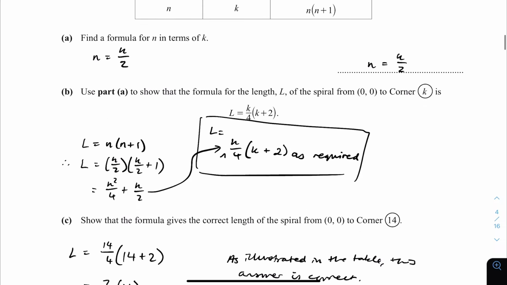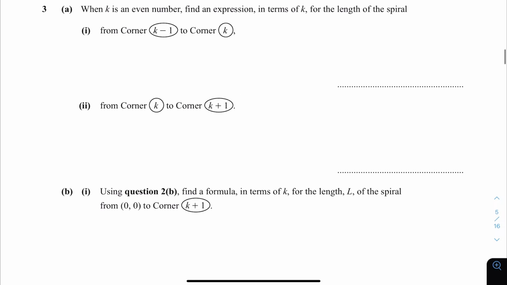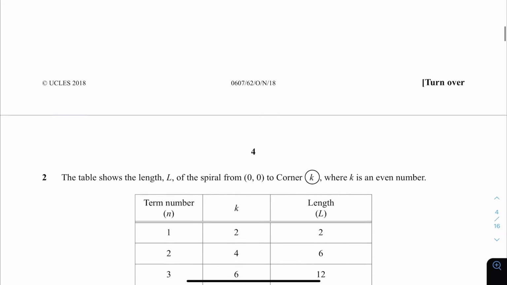Okay, so now we're going to move on to this question here. So when k is an even number, find an expression in terms of k for the length of the spiral from corner k minus 1 to corner k. So what I would do here is I would go back to the table and identify a relationship that way. So k, from corner k minus 1 to corner k. So k is an even number.